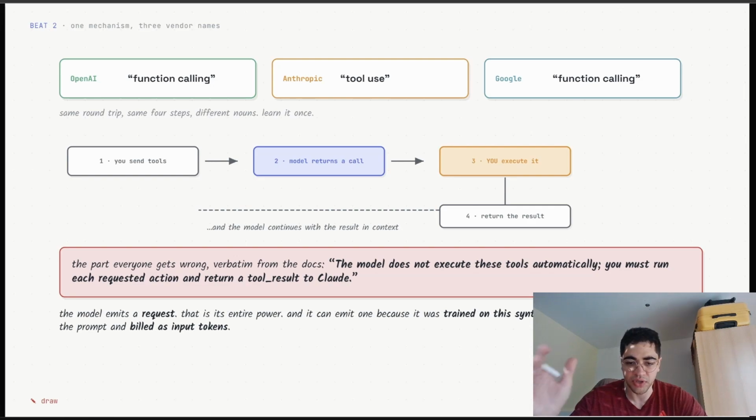It can emit that request because it was trained on this exact syntax. You're not really training it; you need to use the syntax which was trained on by Anthropic and OpenAI. I guess other open-weights models use the same syntax, but here I'm just going to cover OpenAI and Anthropic because they are the market leaders. Your tools array is injected into the prompt and billed as input tokens. So that's another thing: tool use is not free, so be careful when you're using your tools.